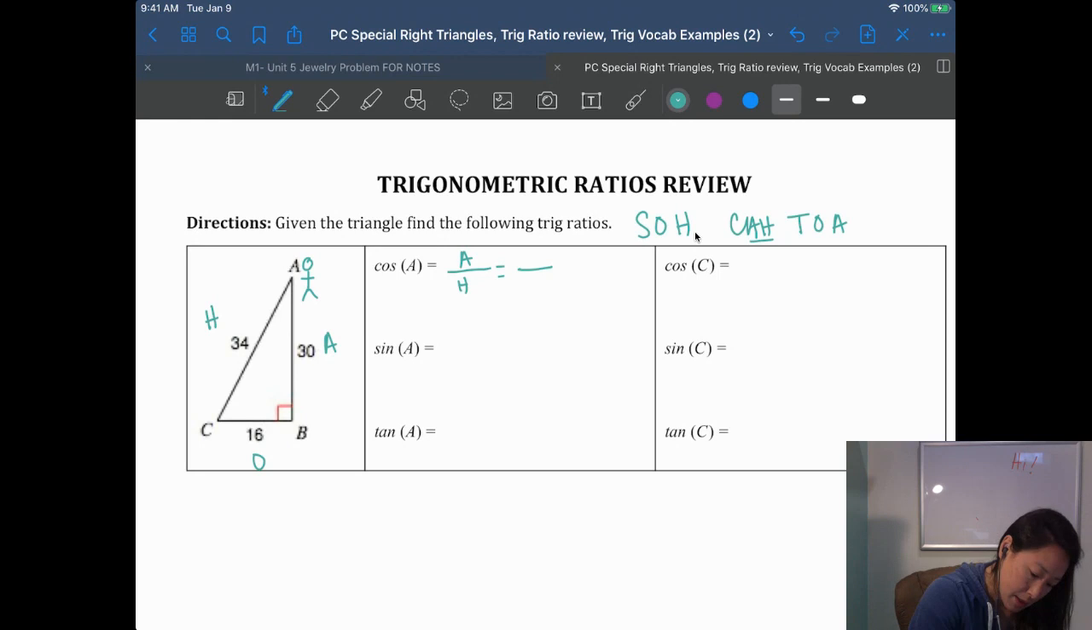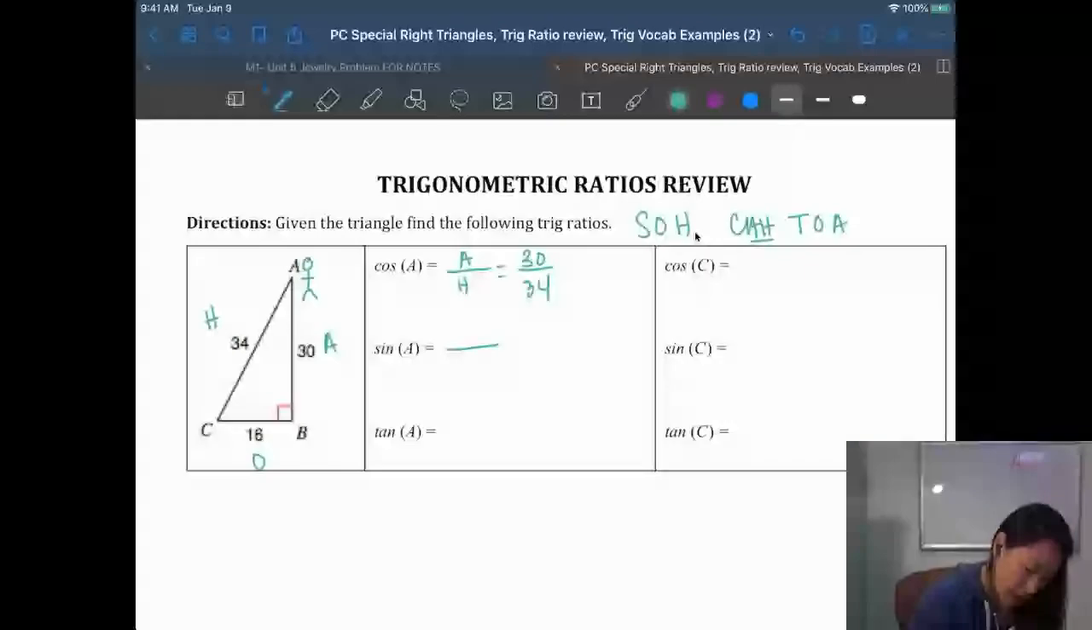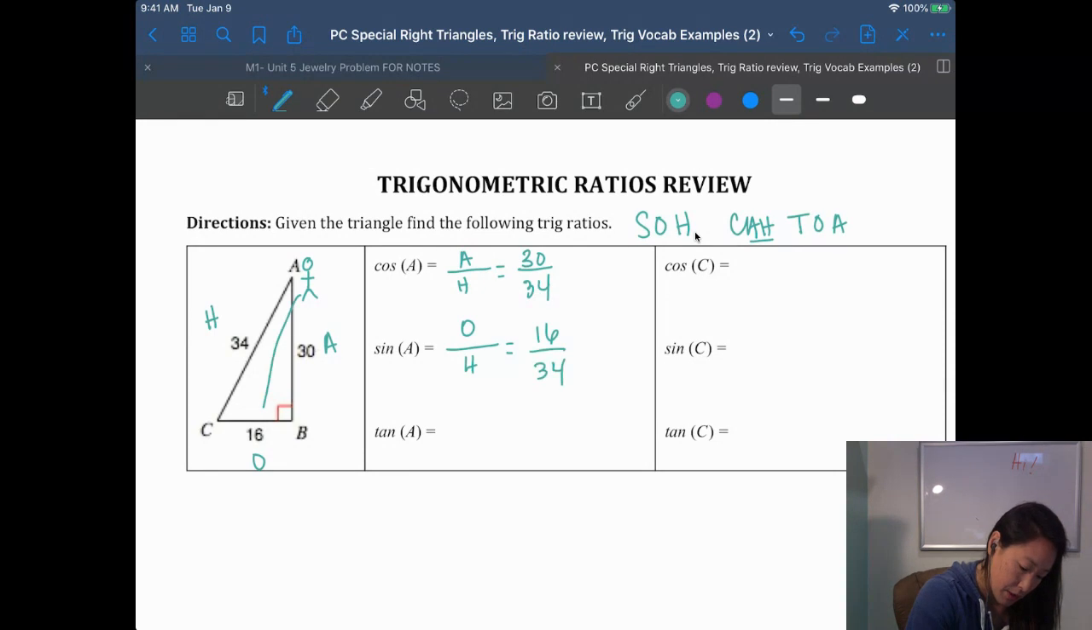Same angle, sine A, but this time we're doing the opposite over the hypotenuse. So 16 over 34, it's opposite me, okay? And then tangent is opposite over adjacent. So the ratio of the two side lengths. So 16 over 30. All right, and then each of those can be simplified, but I'm gonna let you do that.